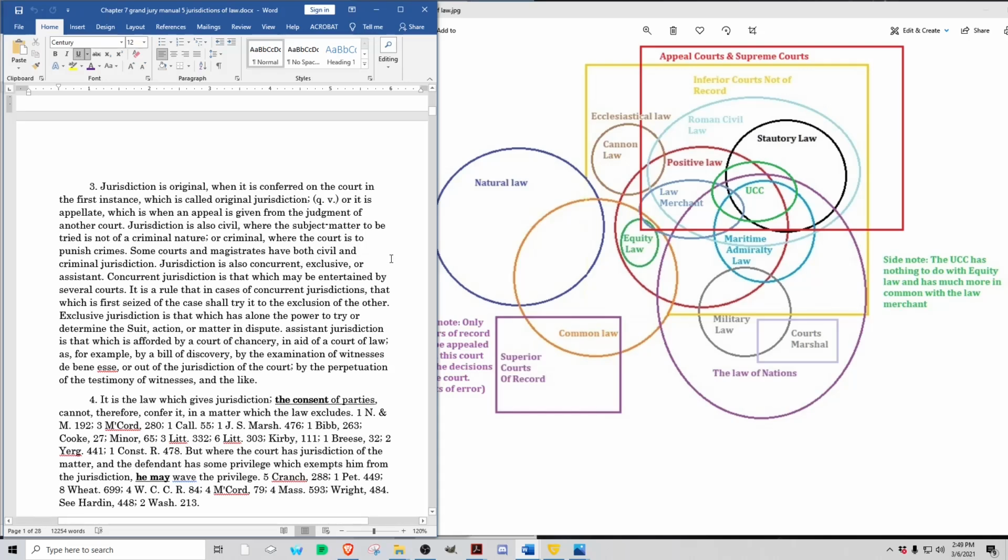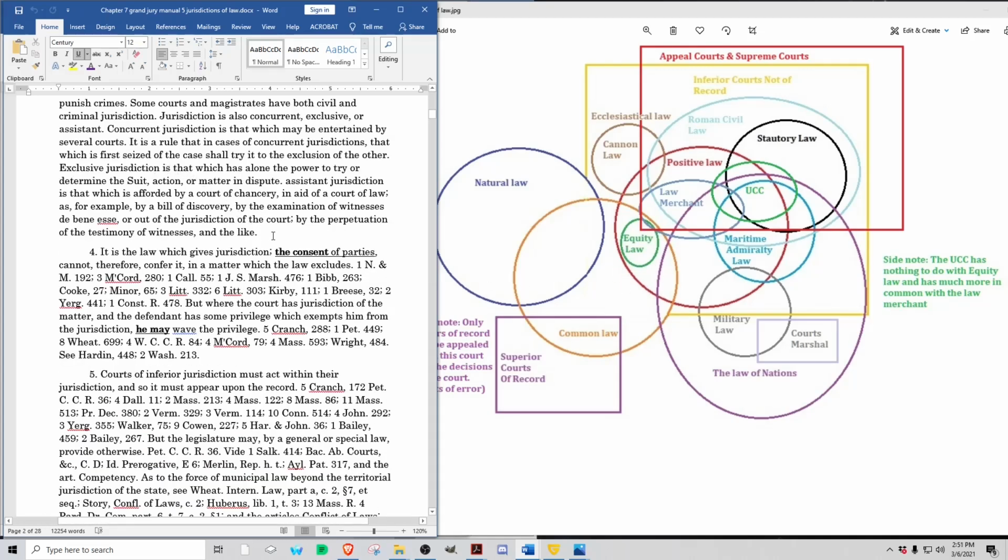Jurisdiction is also concurrent, exclusive, or assistant. Concurrent jurisdiction is that which may be entered by several courts. It is a rule that in cases of concurrent jurisdictions, that which is first seized of the case shall try it. So basically what that means is that whatever one of these courts grabs it first gets to hold it, and the other ones aren't going to step on their toes. Exclusive jurisdiction is that which has alone the power to try or determine the suit, action, or matter in dispute. Assistant jurisdiction is that which is afforded by a court of chancery in aid of a court of law.